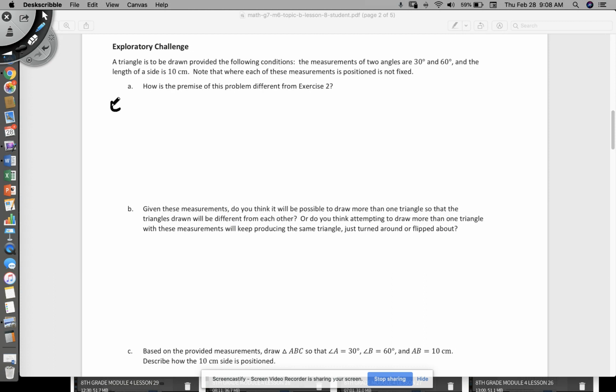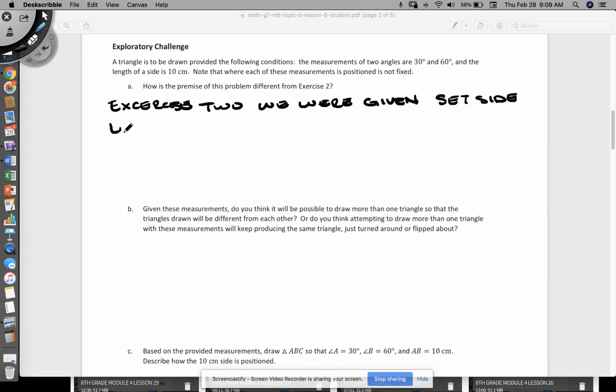Well, I'm going to say in exercise 2, we were given set side lengths. So they drew them out for us. We just had to measure them and put it together.